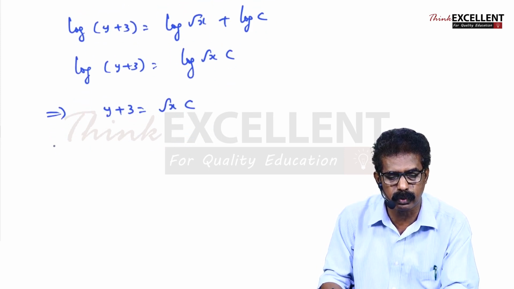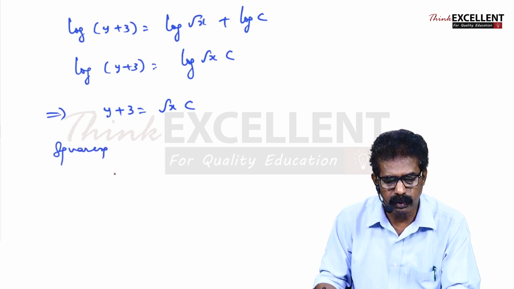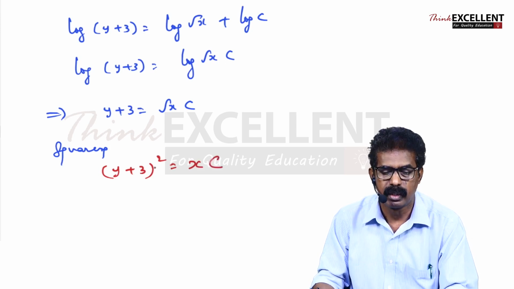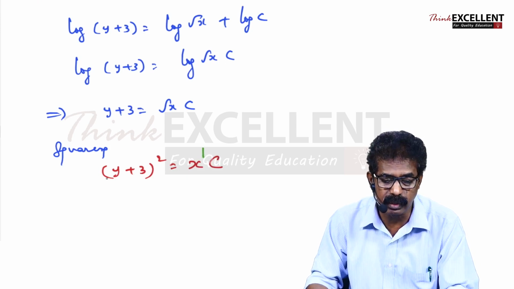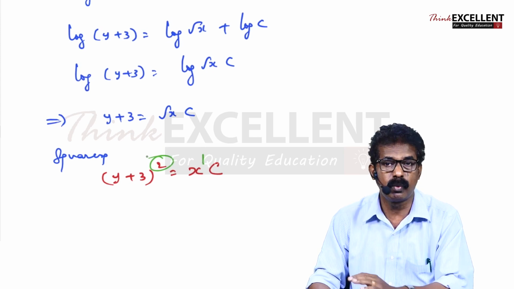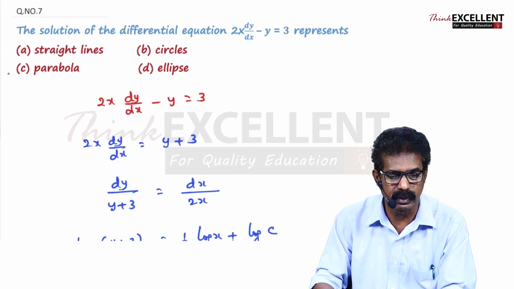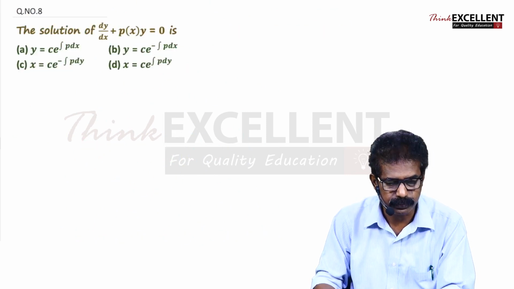To avoid the root, square it. When you square it, you are getting y plus 3 the whole square equal to root x the whole square, that is x, right? Into c square, which is some constant. Now you see the degree of x is 1 and degree of y is 2. y square is there, right? So x degree 1, y degree 2 or x degree 2, y degree 1, then you know it represents a parabola. Okay, so C, parabola, is the correct answer.